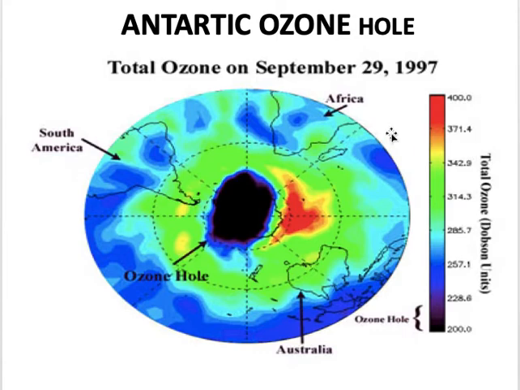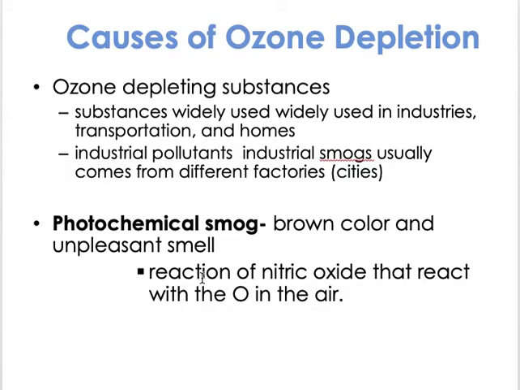So ito, actually this is not a hole. This is just an area na manipis at the Antarctic zone. So I would like to correct that one. It's not even a hole. It's just a thinning of the ozone layer. So what are the causes of ozone layer depletion?